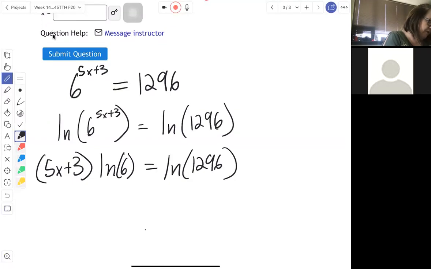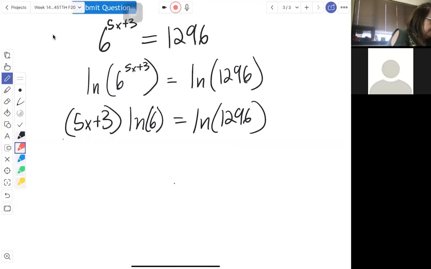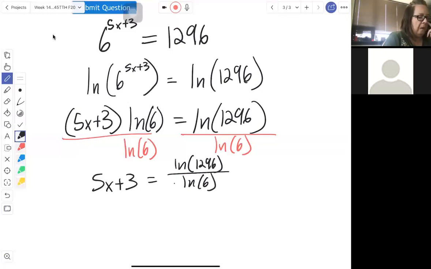Now you have the option here. We need to solve for x. So you could distribute the natural log of 6 if you wanted to. I'm not going to. I'm going to divide both sides by the natural log of 6 first and move it, because what I want to try to do is move everything away from x. So I'll divide both sides by natural log 6. And that gives me 5x plus 3 equals natural log of 1296 over the natural log of 6. Then we need to subtract 3 from both sides.